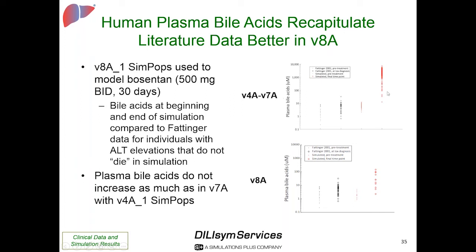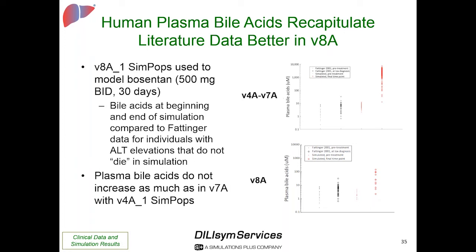And notice that the plasma bile acids on the far right, from those who've been treated, are extremely high compared to those who were not treated. We see a slight elevation in the paper. We see a large elevation in the simulations for version 7A and the older versions. But down below for version 8A, now we see a much better concordance between the increase in plasma bile acids from this particular publication with this particular drug, which I believe was Bosentan.